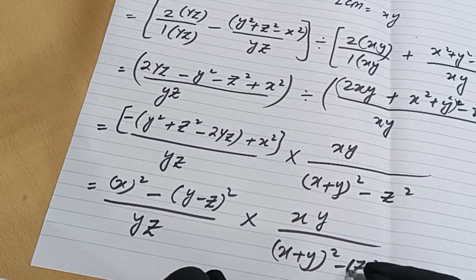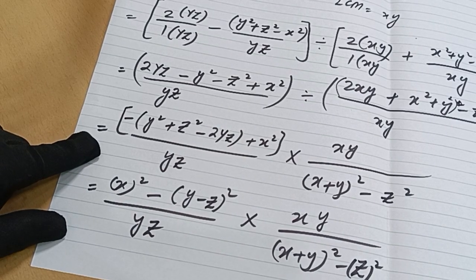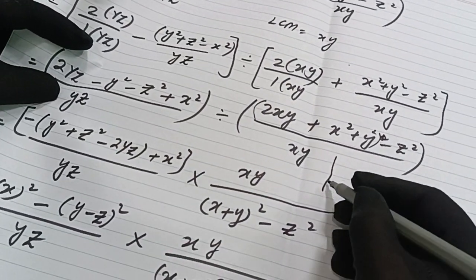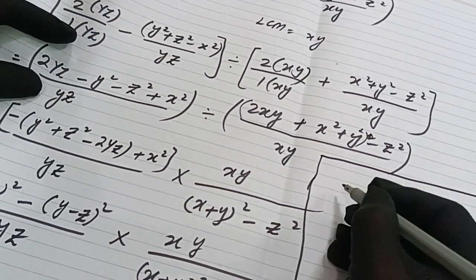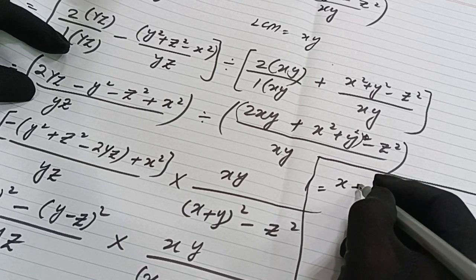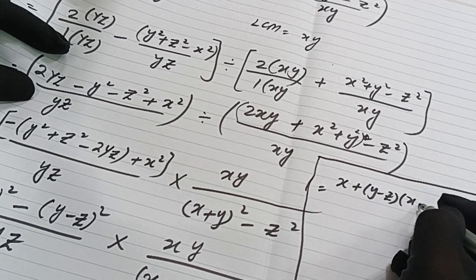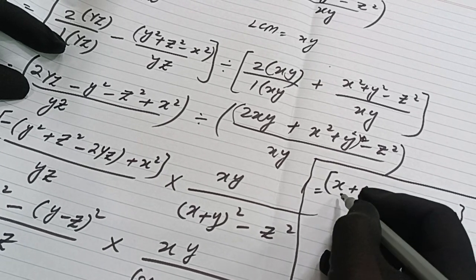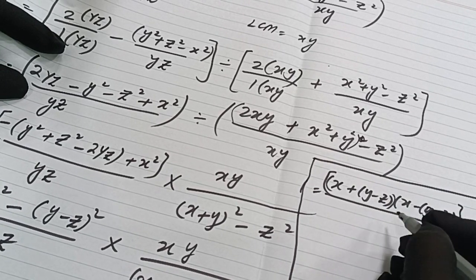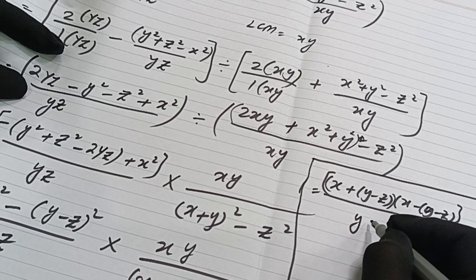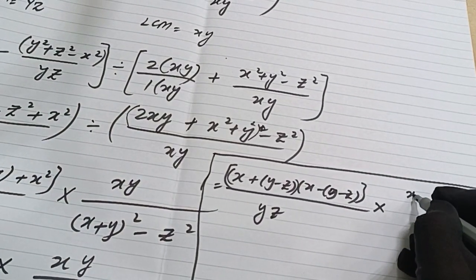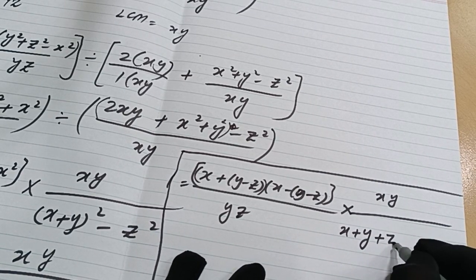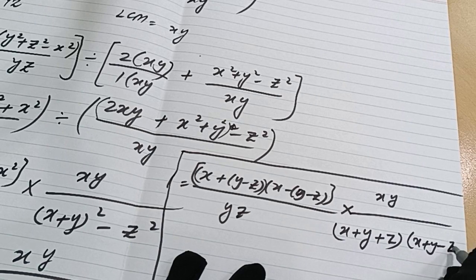Is that okay? A square minus b square, a square minus b square. Both of them will be opened as one time plus, one time minus. So I'm going to write over here. One time plus, like x plus y minus z and x minus y minus z. Put them in the bracket form, divided by yz, multiply by xy divided by, again, x plus y plus z and x plus y minus z.